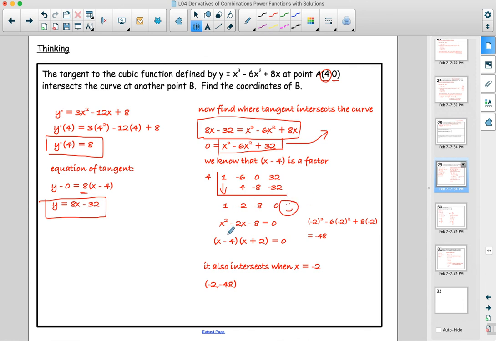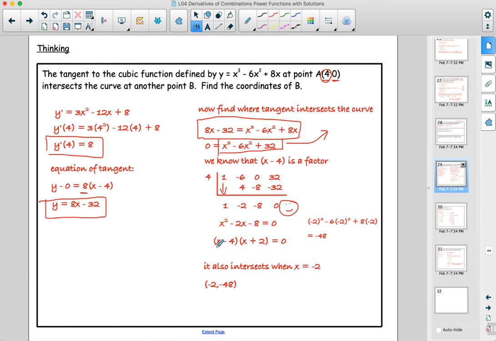And so now I'm left with x squared minus 2x minus 8, which I will now factor. X squared minus 2x minus 8, two numbers that multiply to negative 8, and they add to give negative 2. Those numbers would be negative 4 and positive 2.